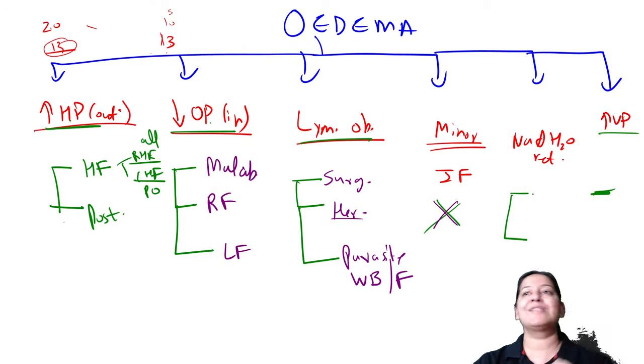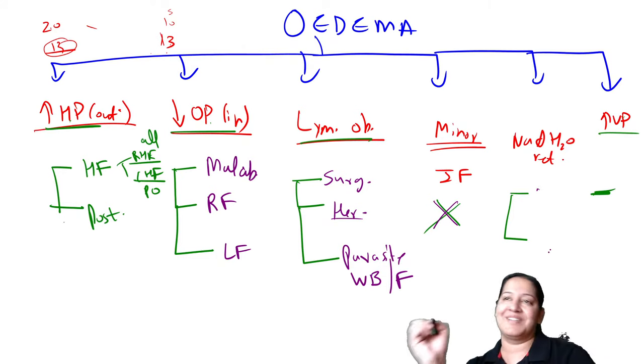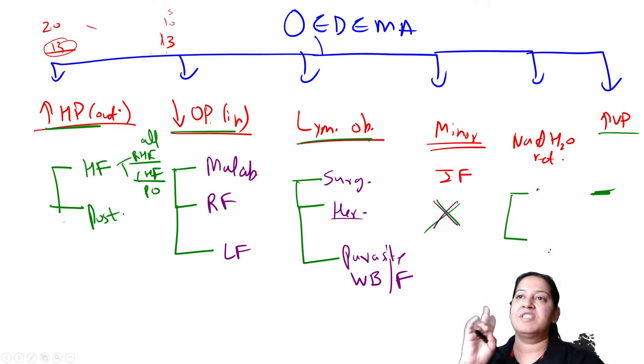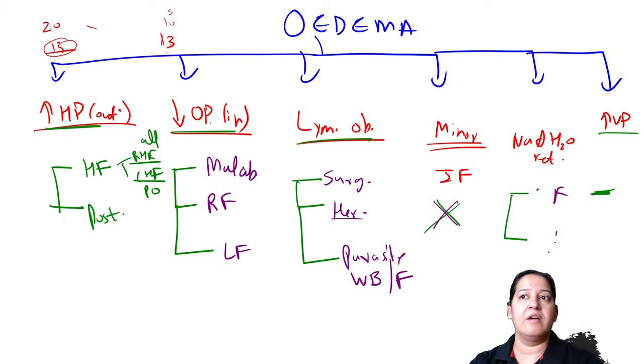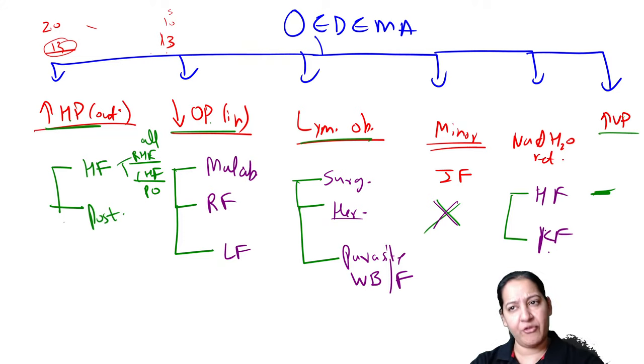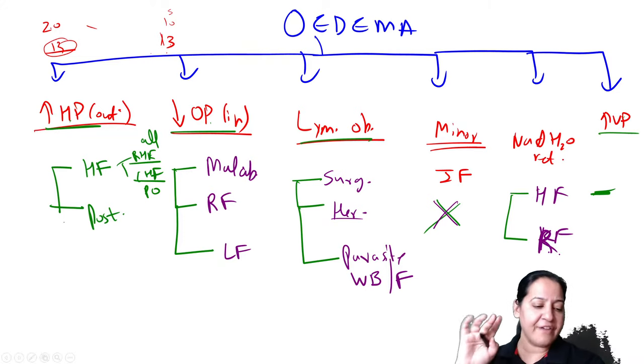Tell me the two causes of sodium water retention. I'm waiting for your answer. Tell me the two causes now. Varun, Rishinika, tell me the two causes of sodium water retention. Just now I have explained to you, two organ failures. Which are the two organs? One is heart failure, one is kidney failure. Write it down, renal failure. Heart failure and renal failure.